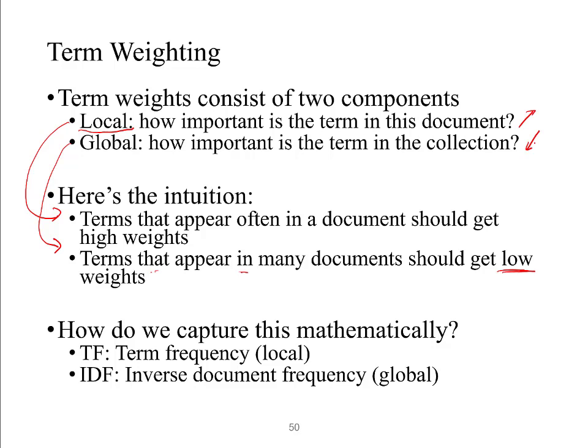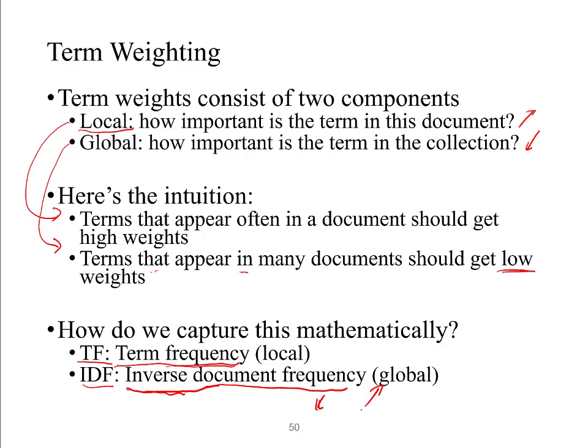So how do we capture this mathematically? For local weights, we use term frequency, noted as TF. For global term weights, we use IDF, which is the inverse document frequency. It is inverse because we want the document frequency to be low. In that case, the inverse document frequency would be high.